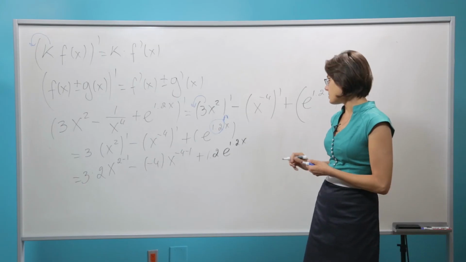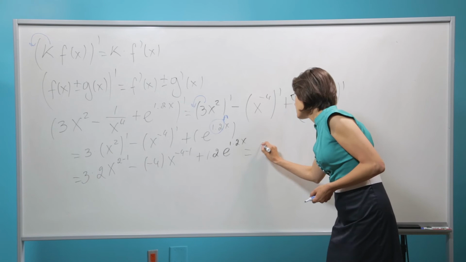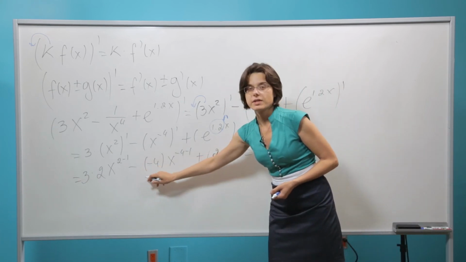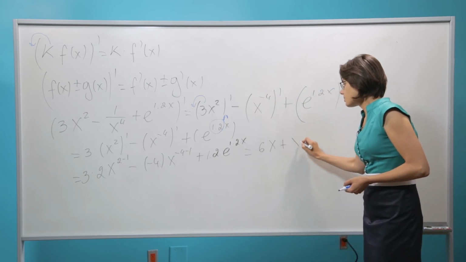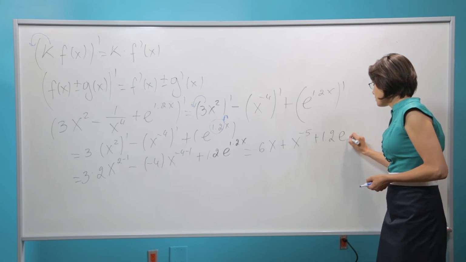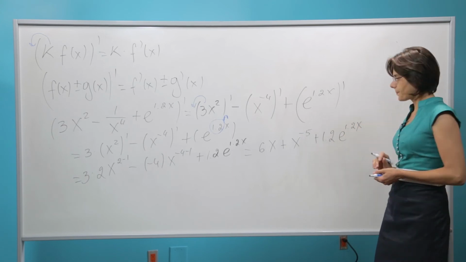And now we can just simplify it. So we get 6x plus, minus and minus will give us plus here, 4 x to the power of negative 5, plus 1.2 e to the power of 1.2x.